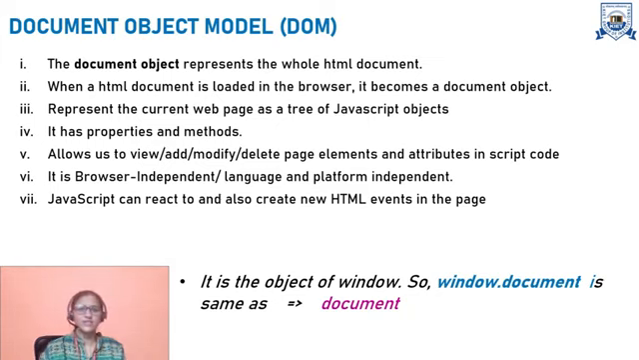Whenever the document is loaded, it becomes a document object. It represents the current web page in the form of a tree of objects. As an object, it has its own properties and methods. With this, it allows us to view, add, modify, and delete any page elements and attributes in the script code. It is browser independent, language and platform independent.